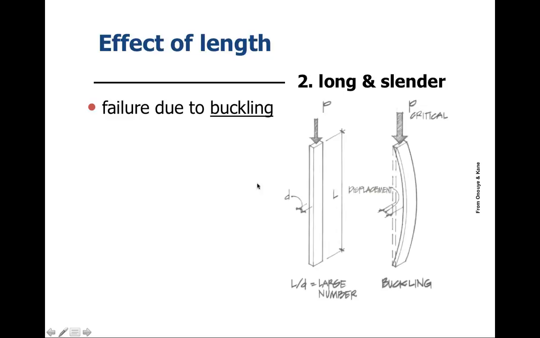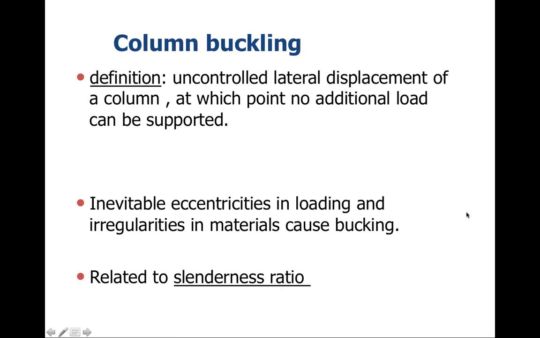Alright, in the case of buckling, we have long and slender columns, and of course the buckling will occur along the axis of the shortest dimension. So if this were something like a 2x4 or a narrow steel column, it's going to buckle along that short axis. And buckling, as far as the definition goes, would be defined as uncontrolled lateral displacement of the column, at which point no additional load can be supported.